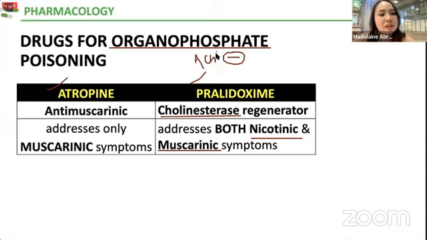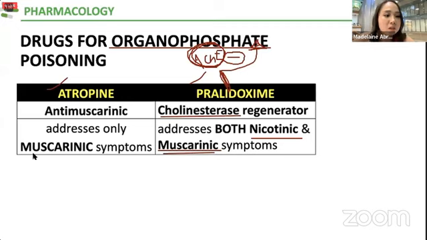Bakit? Anong gagawin niya? Si pralidoxime acts as a chemical antagonist. How? It will bind, kakapit siya dun sa phosphate ng organophosphate, para hindi na siya makakapit kay acetylcholinesterase. So, mangyayari, na-regenerate si acetylcholinesterase. Siya na lang natira. Hence, na-treat yung toxicity. What's good about pralidoxime? It addresses both nicotinic and muscarinic symptoms.